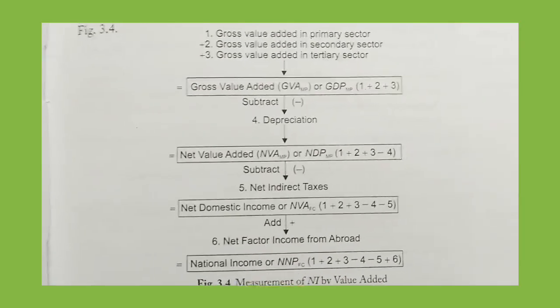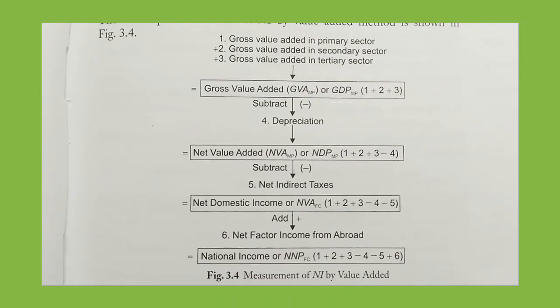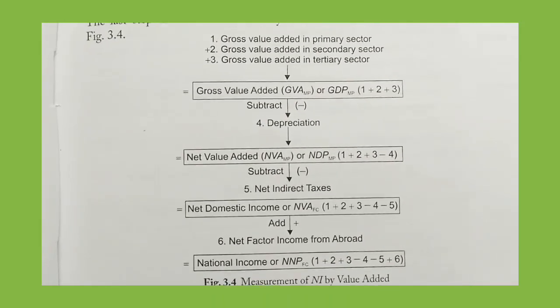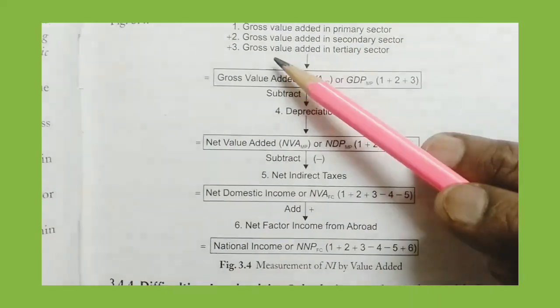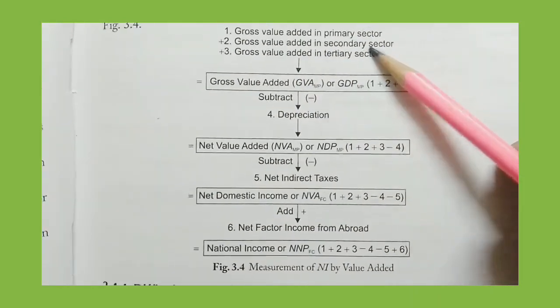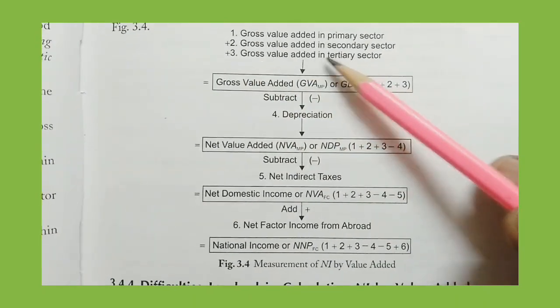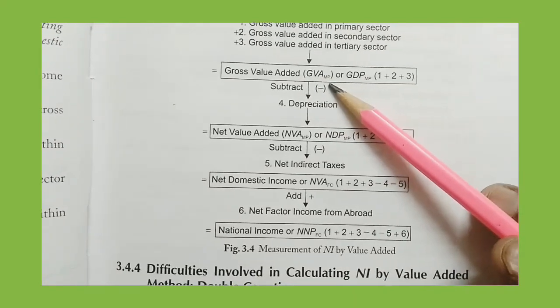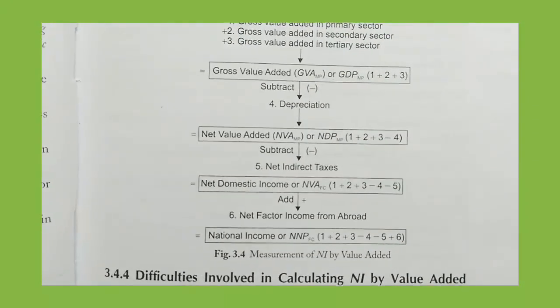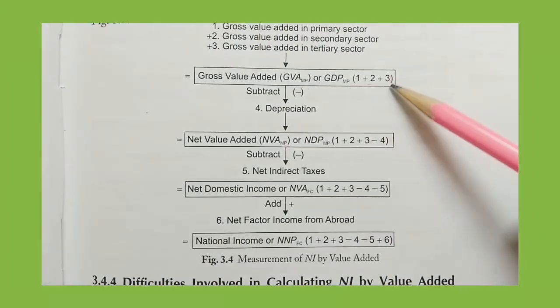Okay. Now I'm going to explain estimation of national income. This is step 3. This can be explained with the help of a chart. This chart shows the measurement of national income by value added. So number 1, gross value added in primary sector plus gross value added in secondary sector plus gross value added in tertiary sector. We get gross value added at market price or GDP at market price. Okay, 1 plus 2 plus 3.